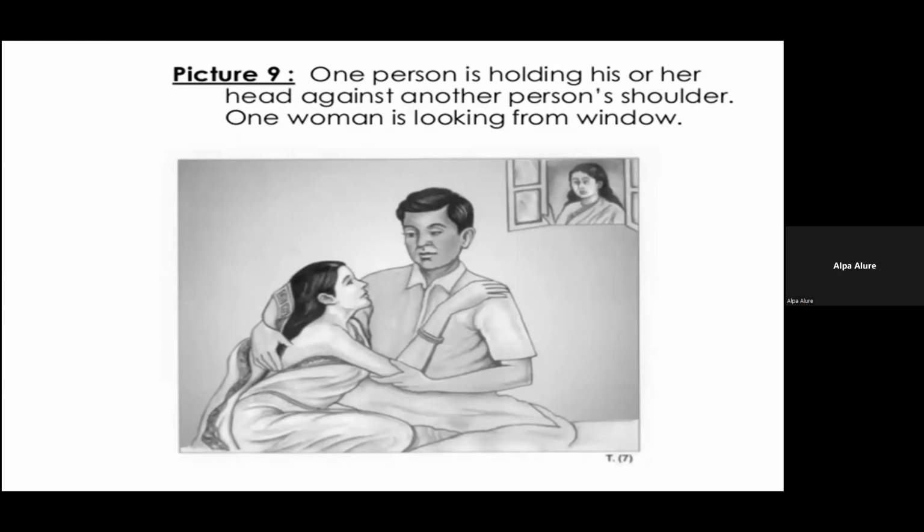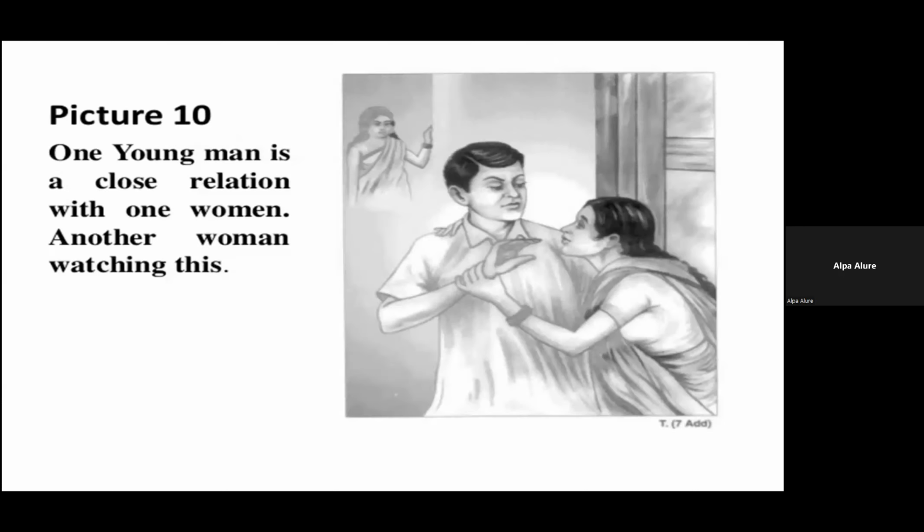Here you can see that there is a couple and there is a woman at the window. So it could be again something to do with an extramarital relationship, or paranoia, or very often in the Indian scenario, the rooms may be very small, so the individual may not get the privacy that he or she would want.